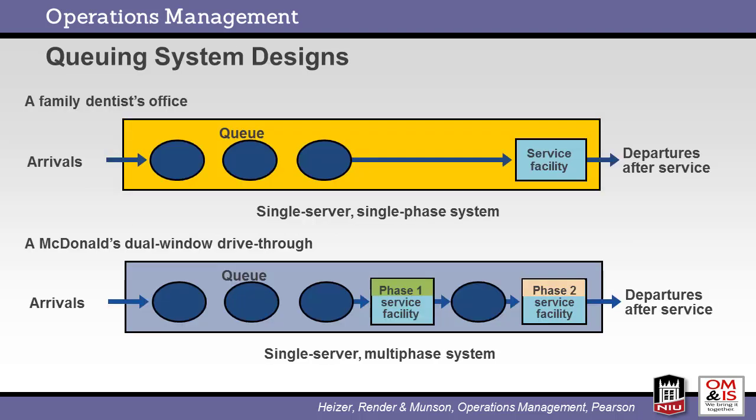These flow diagrams show different queuing system designs. A dentist's office with only one dentist would be a single server, single phase system. At this McDonald's, the service process has two steps, or phases. The first window takes your order, while the second window gives you your food. This would be a single server, multi-phase system.